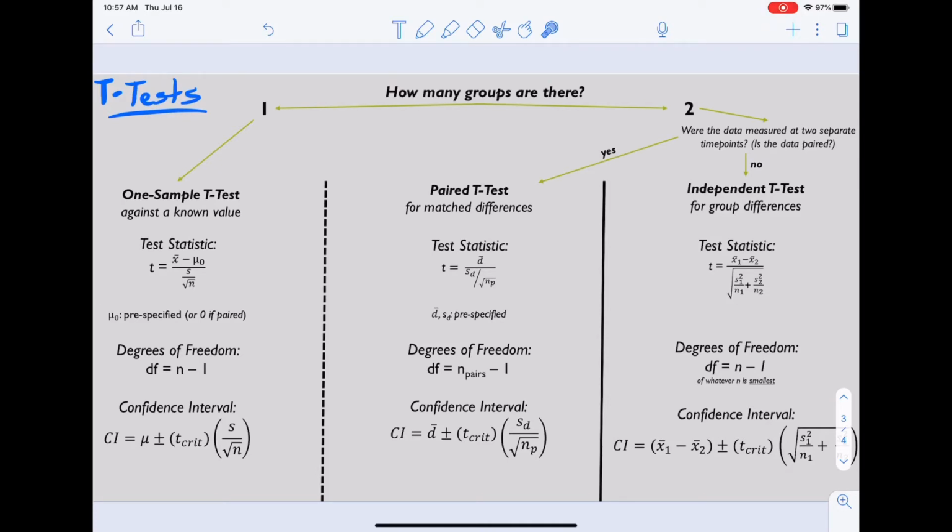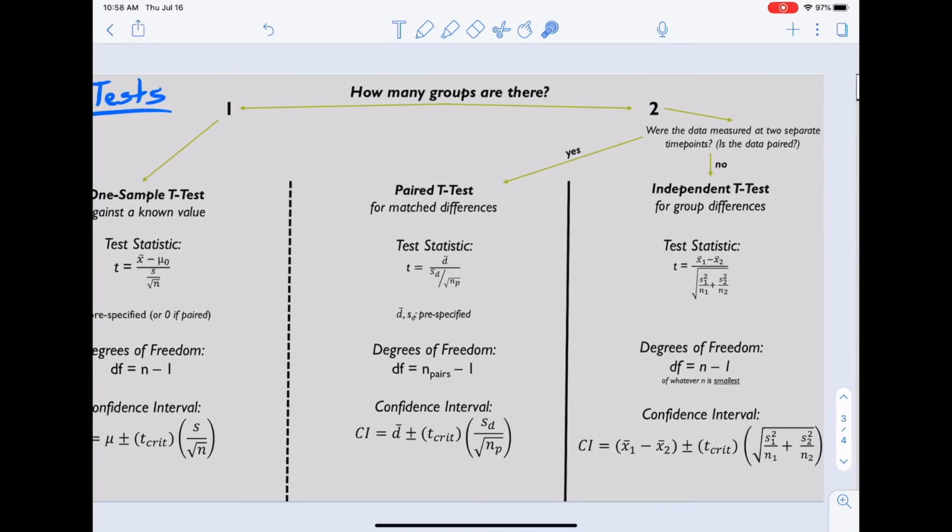Okay. Degrees of freedom, a little different than the degrees of freedom over here. You just take the smallest. So if you have two groups, and one of them is smaller than the other one, you take that n to calculate the degrees of freedom. Sometimes though you have the same number, and that's totally fine. So if you had 10 in each group, so a total of 20, well, you just take 10 minus 1, that's 9. So you'd have 9 degrees of freedom. Easy peasy.